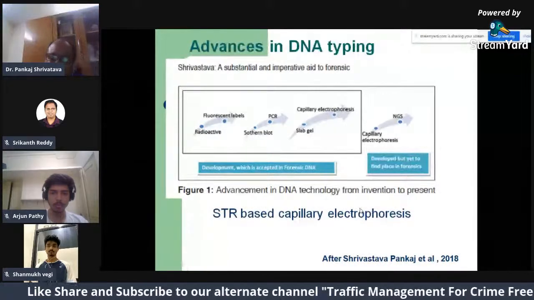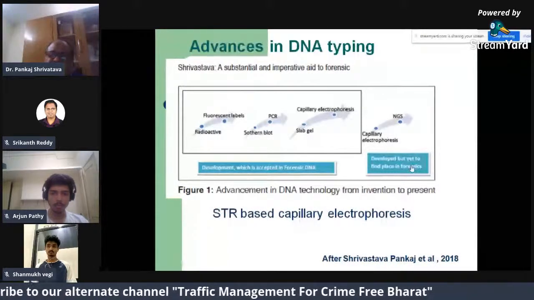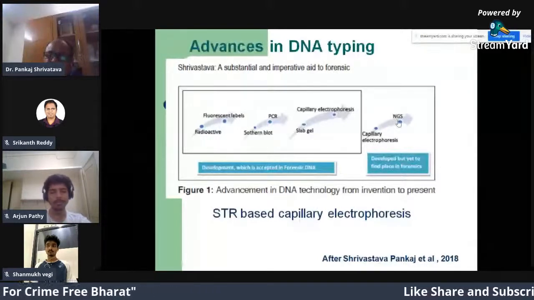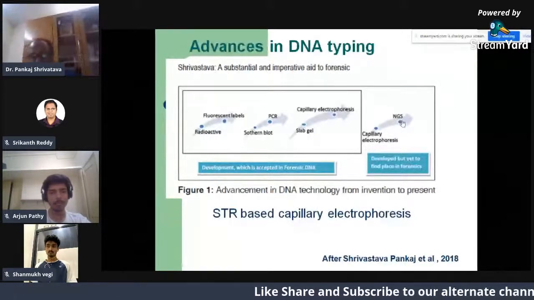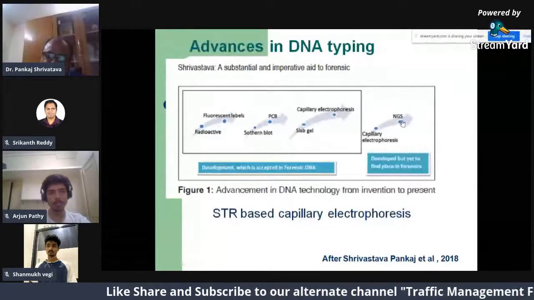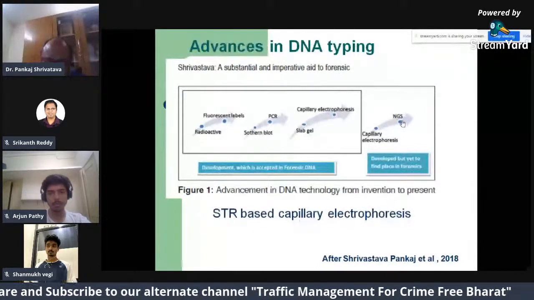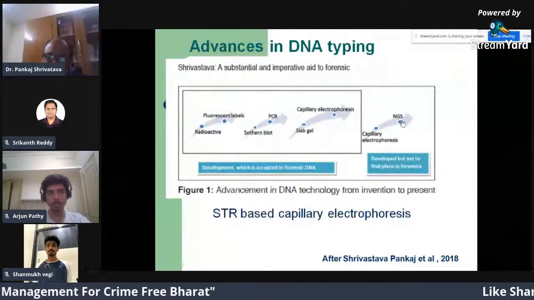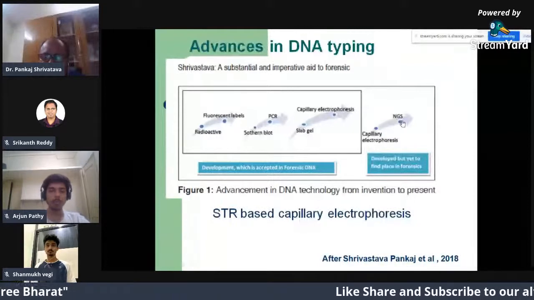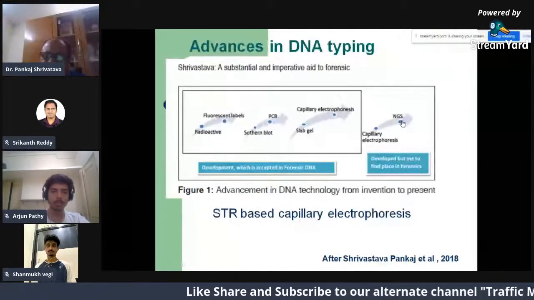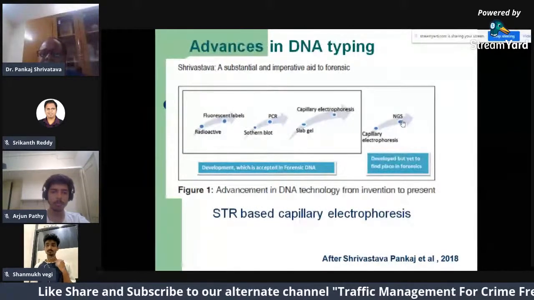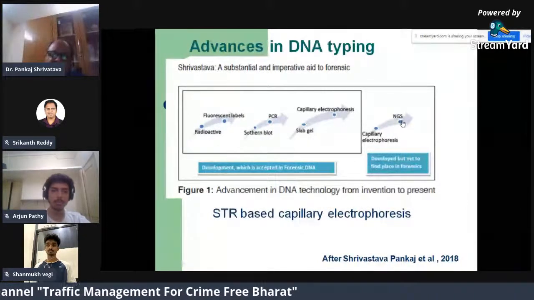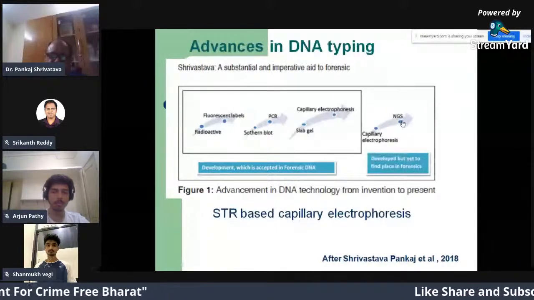Okay, and the coming future of forensic DNA typing is that we are moving from capillary electrophoresis to NGS. There are very few installations of next generation sequencing in India, and it is already there in our Bhopal laboratory, which is the regional forensic laboratory of Madhya Pradesh. But this is not being practiced in all cases right now because it is a very costly technology. So we are practicing STR-based capillary electrophoresis today.